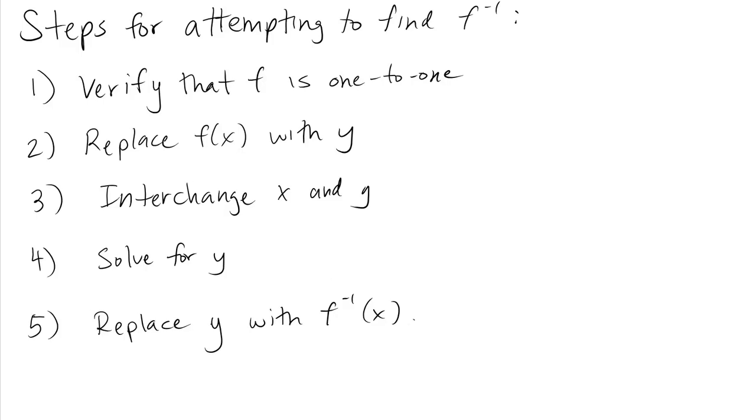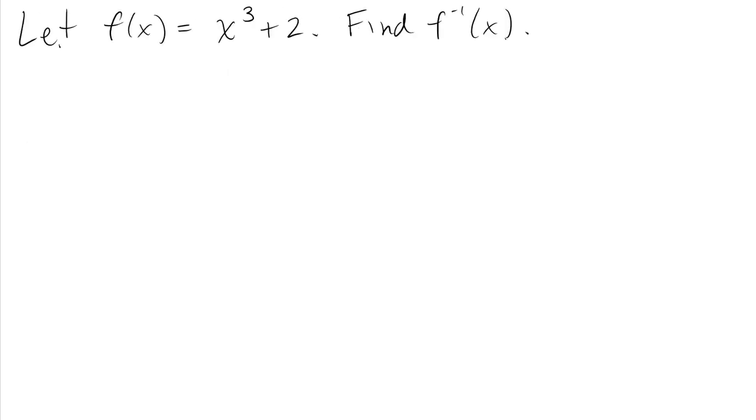Let me give you an example of this with a function whose inverse we already know. We saw this in the previous video. Let f of x equal x cubed plus 2. We're going to find the inverse function, which we denote by f, and then a superscript -1, and then the input variable x in parentheses. You read this as the inverse of f of x, or I just say f inverse of x.